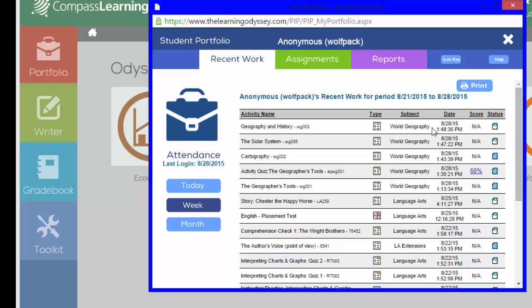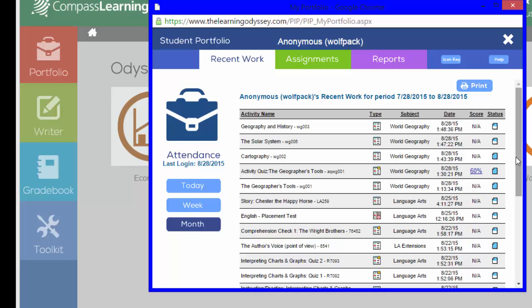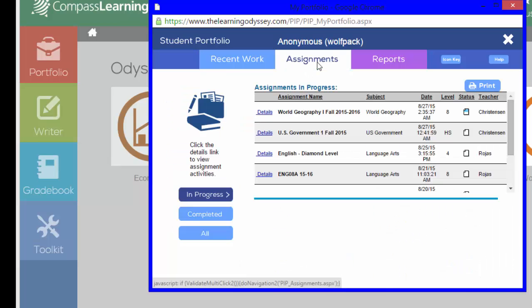And then you can click on the month and see what that student did in the last month. And since we've only been in school a week, there's not much more. You can also go into the assignments. I think of assignments as another word for curriculum, what they're doing in the entire class.